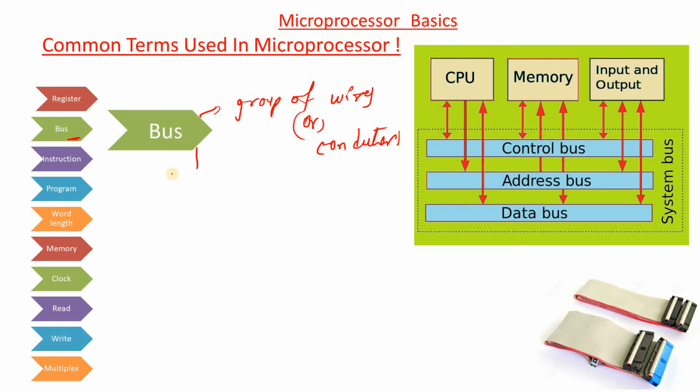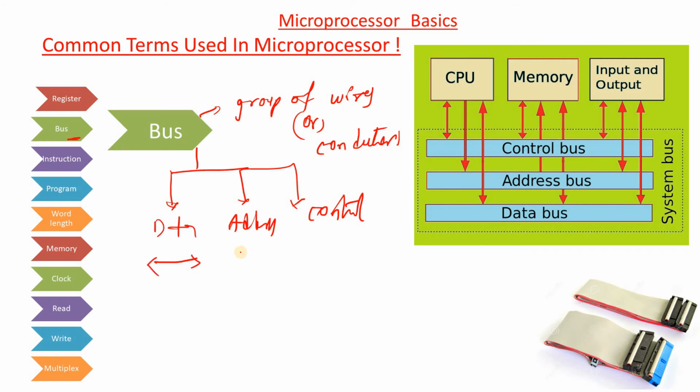The first one is the data bus, and the second one is the address bus. That means data bus, address bus, and control bus. The data bus is always represented as a bidirectional bus, that means a bidirectional conductor. The address bus is always represented as unidirectional. The control bus is also always represented as bidirectional.